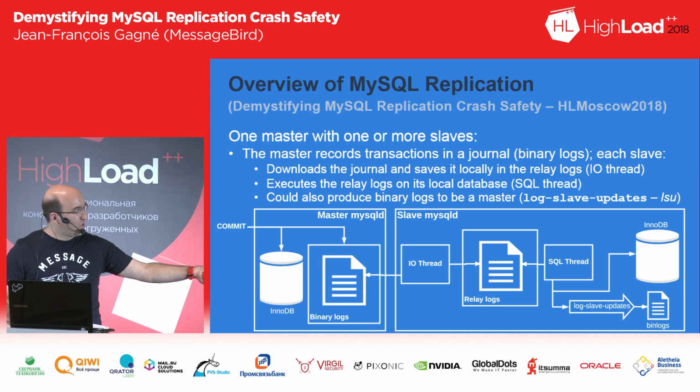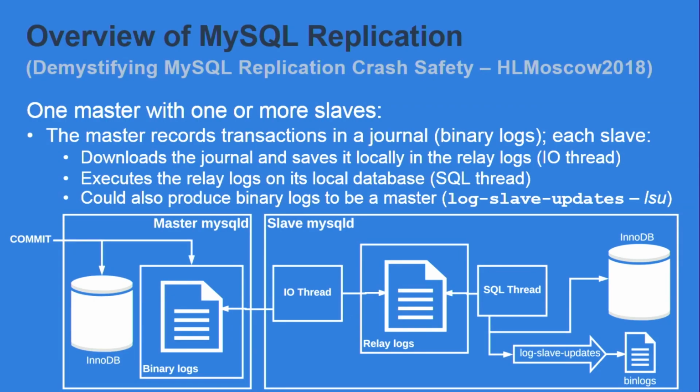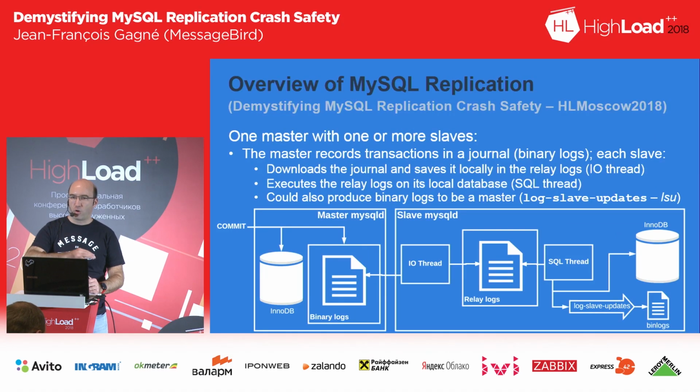And then there's the SQL thread that reads those relay logs, so reads this file, writes it to the local database, and eventually produces binary logs for the slave to be itself a master. So this is optional. There's a parameter called log_slave_updates that will configure the slave to write binary logs or not. So this is an overview of replication, and this diagram will become more and more complex as we add things. But this is a good first overview.